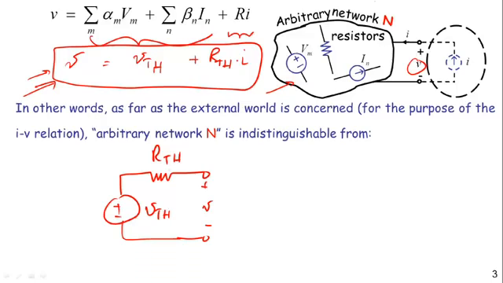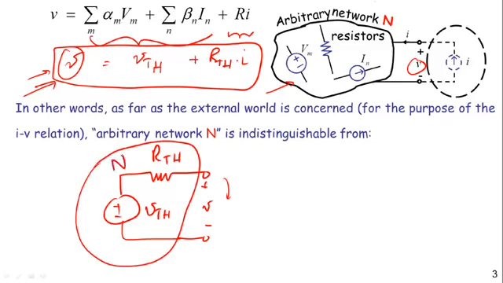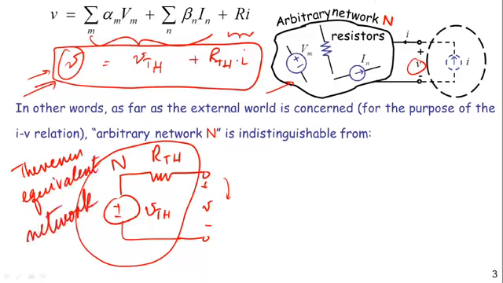It is easy to see that when I is 0, the voltage at the output here is VTH. And if I have a short circuit where V is 0, then the current through that short circuit will simply be given by VTH divided by RTH. So this little pattern can now replace my network N for the purpose of computing V. This is called the Thevenin equivalent network. I can replace the arbitrary network N with the Thevenin equivalent network, then connect my external excitation I and compute the voltage V that appears across the terminals.